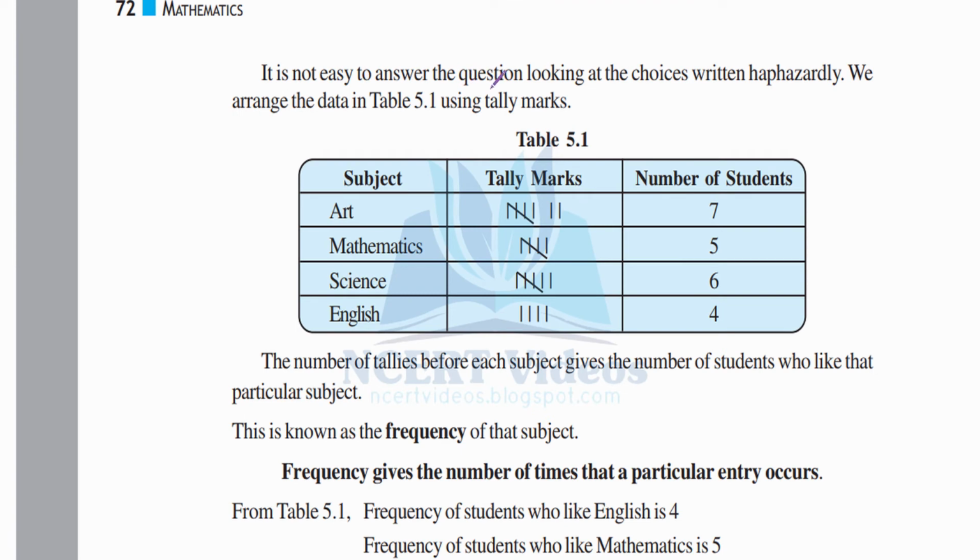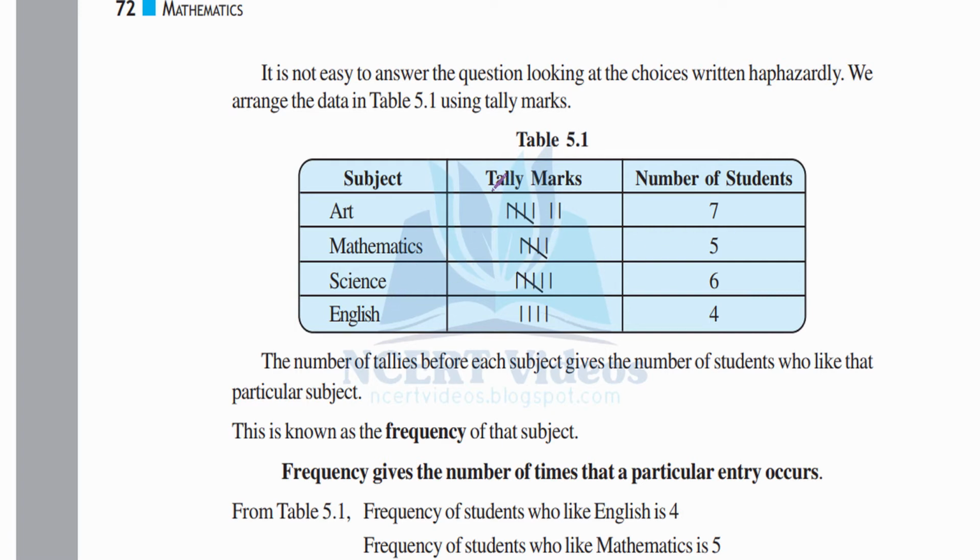It is not easy to answer the question looking at the choices written haphazardly. We arrange the data in table 5.1, over here, using tally marks, which we have already discussed in the previous standard, 7th. So for art, we have 5 plus 2, 7 students who like the art subject. And for mathematics, we have 5 students, and so on for the rest of the subjects.